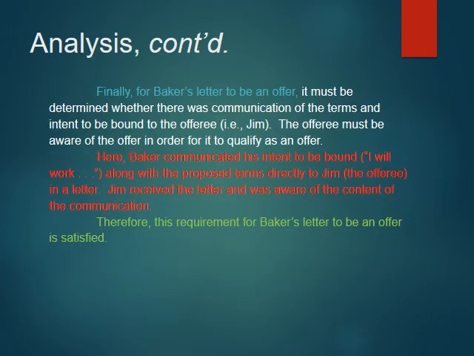Go into the final element. Finally, again, is one of those things that lets your reader know you're coming towards the end. For the letter to be an offer, it must be determined whether, go through and read it. Here, you talk about the facts and how you link them through your understanding to the rule. Jim received the letter and was aware of the content. It was communicated to him. Therefore, this requirement for Baker's letter to be an offer is satisfied.